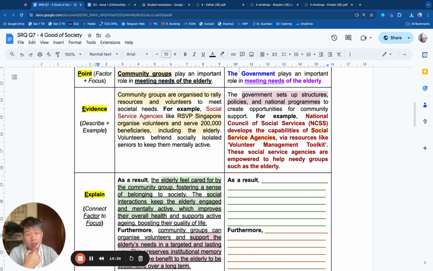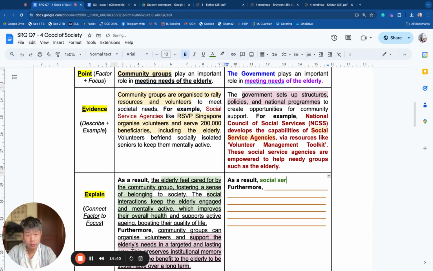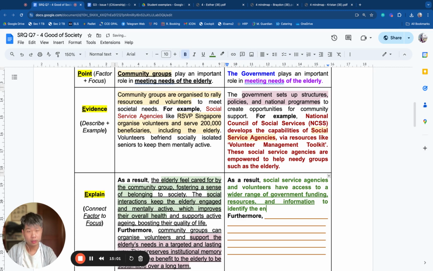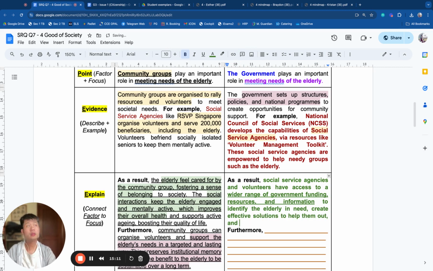As a result, social service groups, agencies, and volunteers have access to a wider range of government funding, resources, and information to identify the elderly in need, create effective solutions to help them out, and run their programs with the funding from the government.